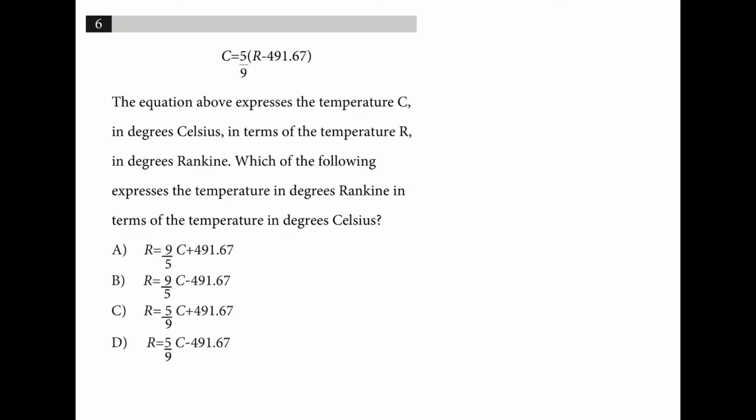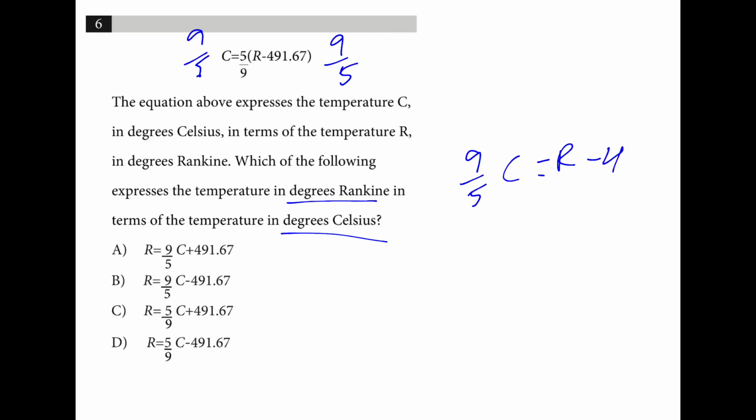Which of the following expresses the temperature in degrees Rankine in terms of the temperature in degrees Celsius? So I'm looking for R, all by itself. First thing I can do is multiply both sides by 9/5. That's the reciprocal of 5/9, so it cancels things out. So I have 9 over 5 c is equal to r minus 491.67.